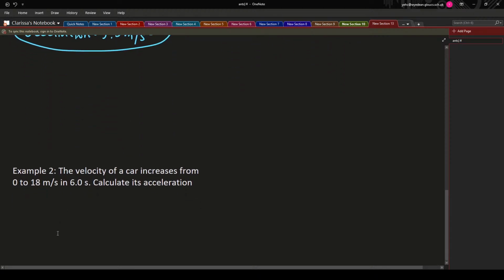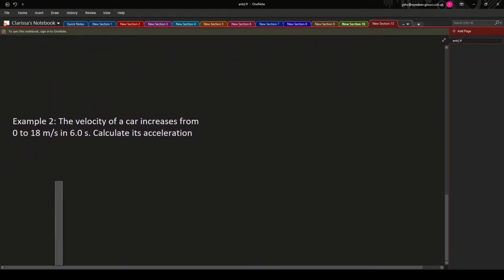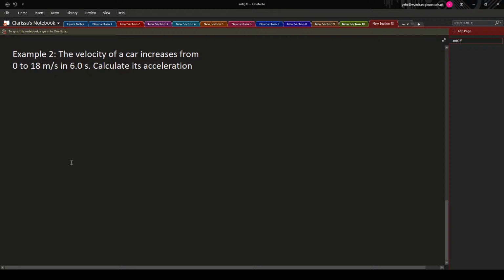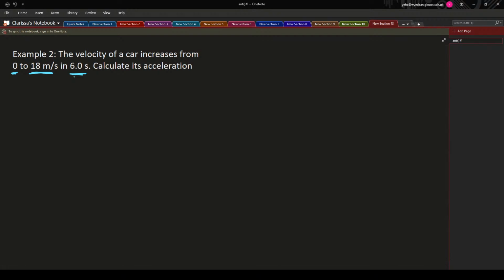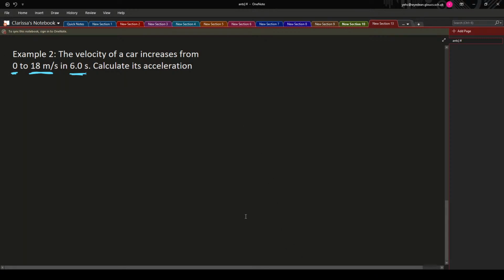Let's do another example. I'll give you guys some time to do it yourself. The velocity of a car increases from 0 to 18 meters per second in 6 seconds. Calculate its acceleration. I'll give you 3 minutes to get started on this, and then I'm going to start doing this problem for you guys to follow along and check your answer. So give 3 minutes for you guys to have a go at this problem. Remember, make a list, formula, insert values, fine-tune, answer.